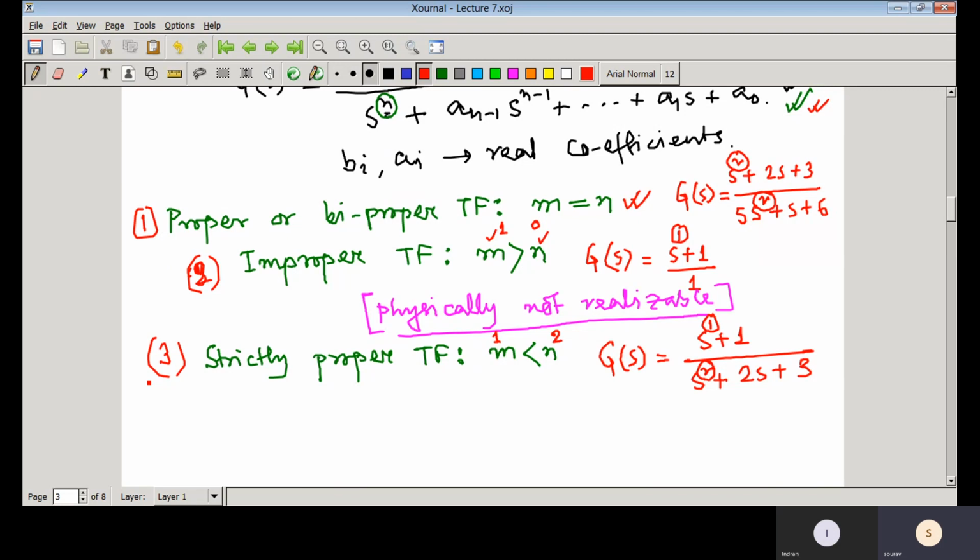So then let us see what the characteristic equation is and what the degree or order of the system is.